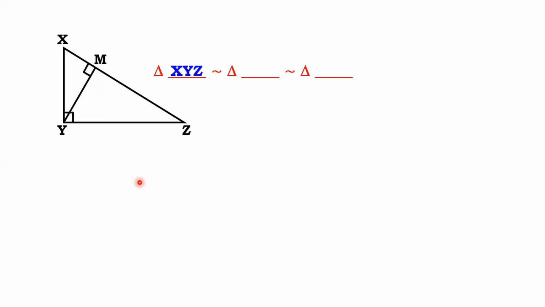Now which is the fourth point? Yes, the fourth point is M. To get the name of the second triangle, put M between X and Y. So what is the name of the second triangle? XMY. Now to get the name of the third triangle, put this fourth point M between Y and Z. So the third triangle is YMZ.